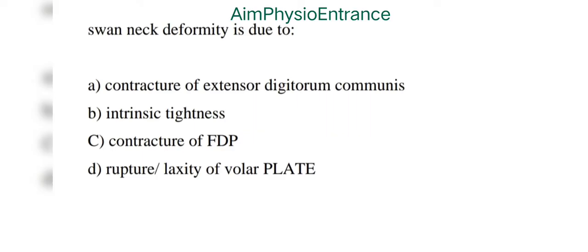Moving on to our next question. Swan neck deformity is due to option A. contracture of extensor digitorum communis, B. intrinsic tightness, C. contracture of flexor digitorum profundus, or D. rupture or laxity of volar plate. And the answer would be D. rupture or laxity of volar plate.